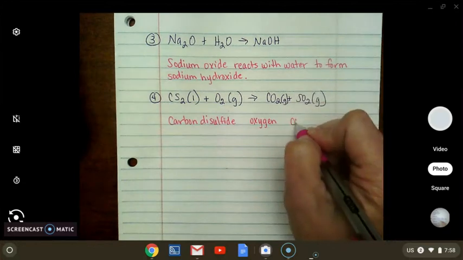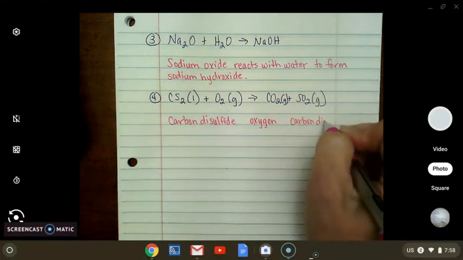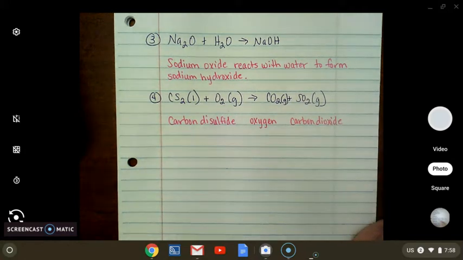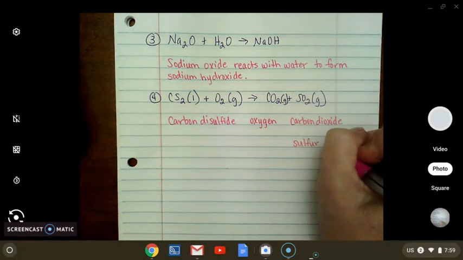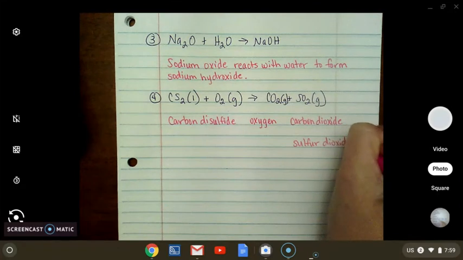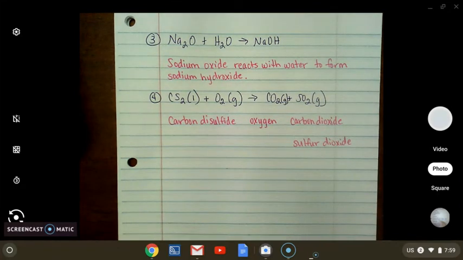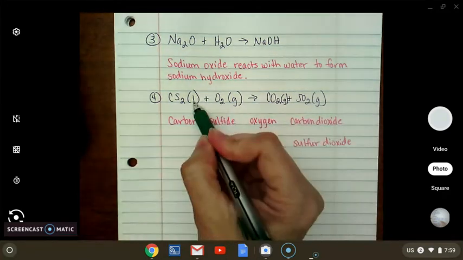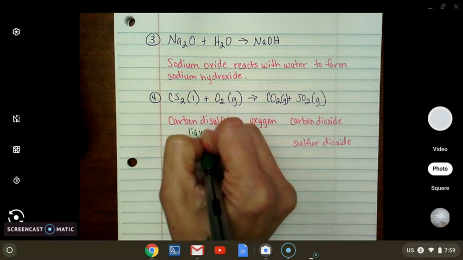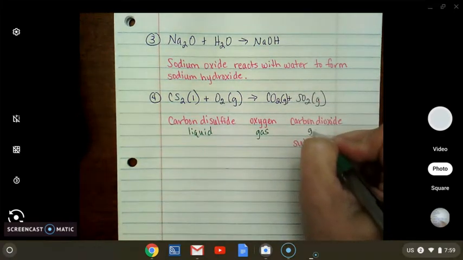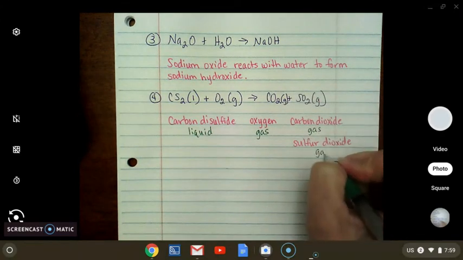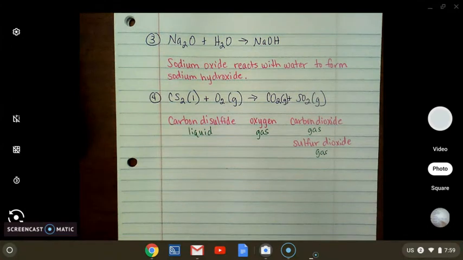CO2, carbon dioxide. And then SO2, I'm going to put down here because I ran out of room, is sulfur dioxide. Okay. So the reason I didn't write it out in sentence form yet is because we needed to make sure what we had. So this right here tells me that this is a liquid. G means it's a gas. Again, a gas and a gas. So everything's a liquid except for, only one thing's a liquid. The rest of it's gas.